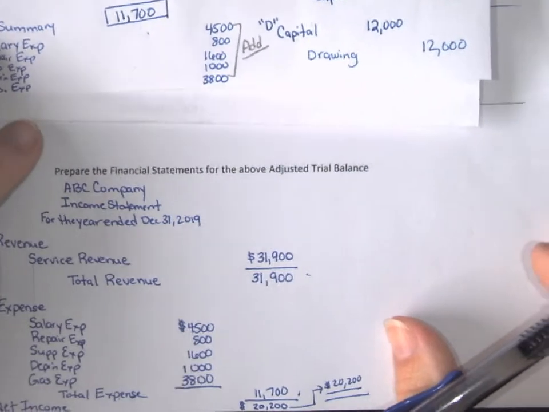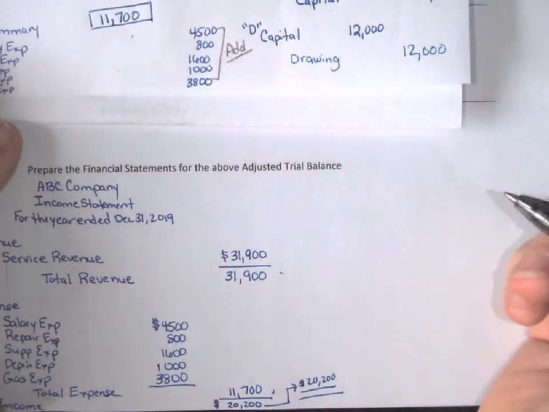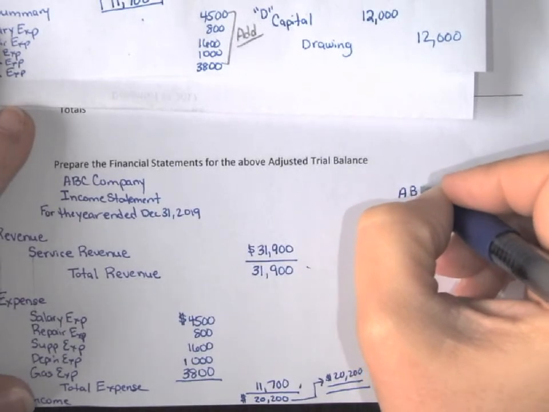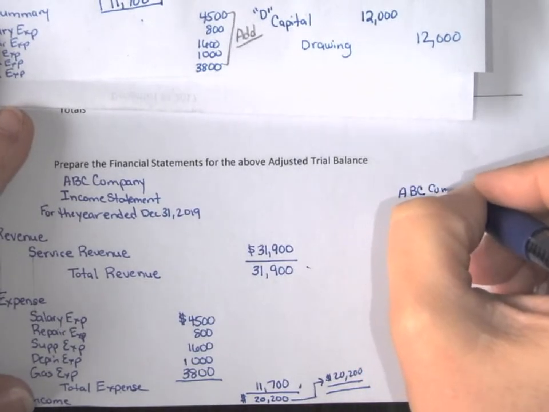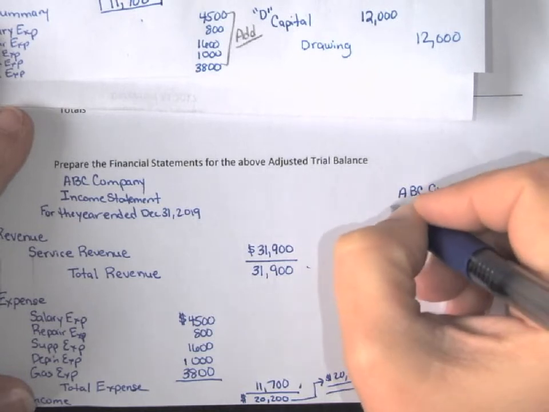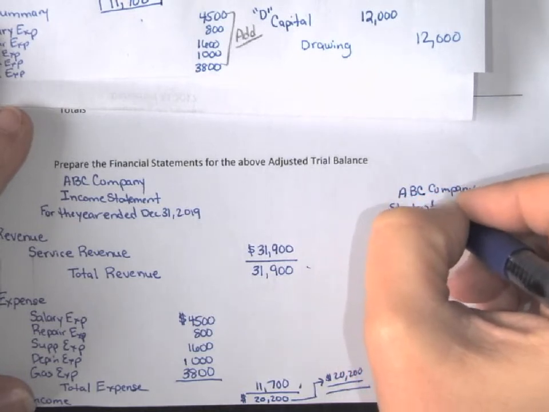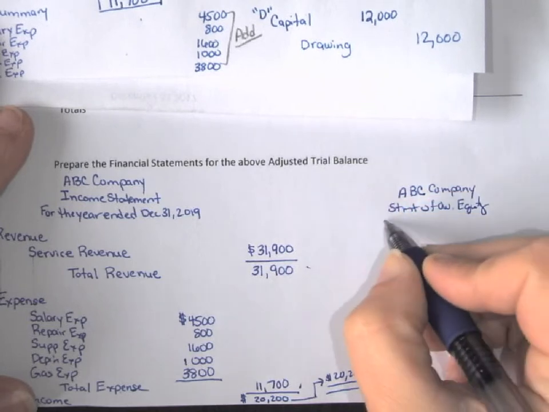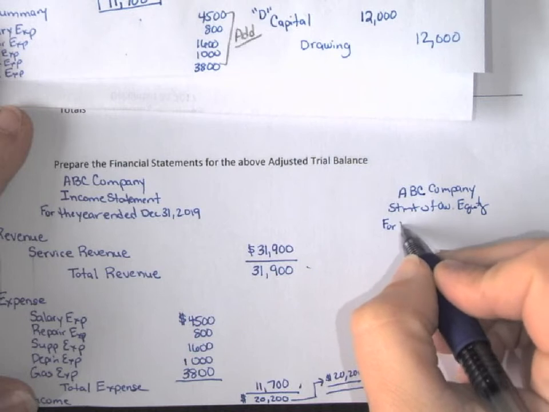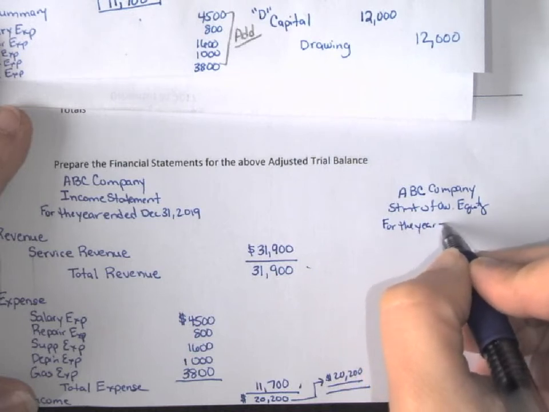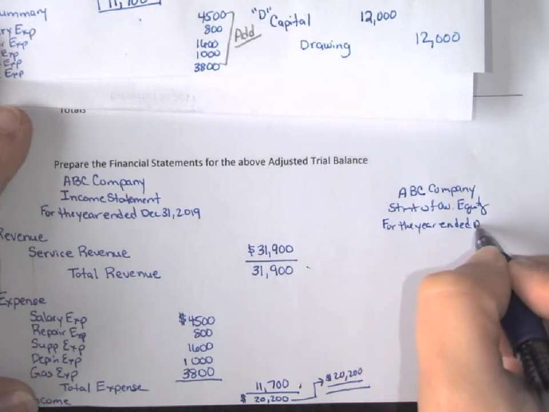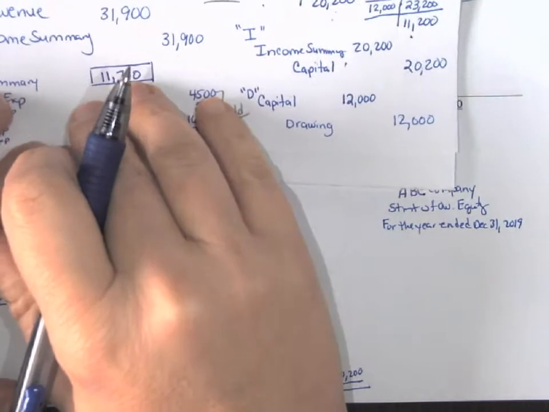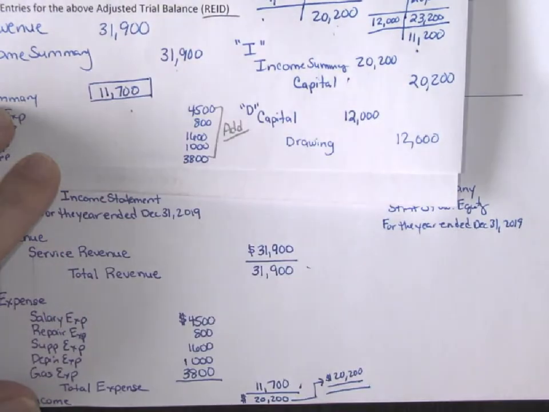The next statement that we want to look at is the statement of owner's equity. I'm just going to do it over to the side. So we do have ABC Company. This is the statement of owner's equity, and I'm abbreviating there. This is also a period statement, so I'm looking at the year ended December 31st, 2019.